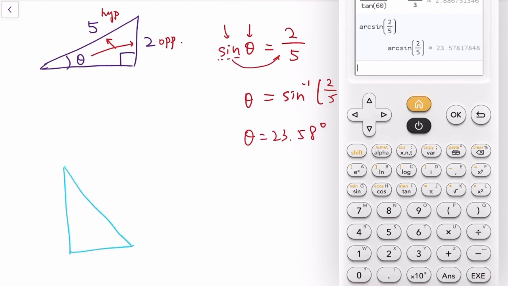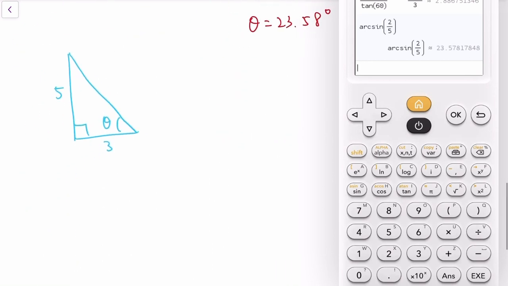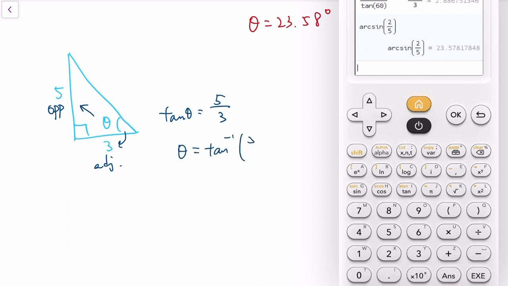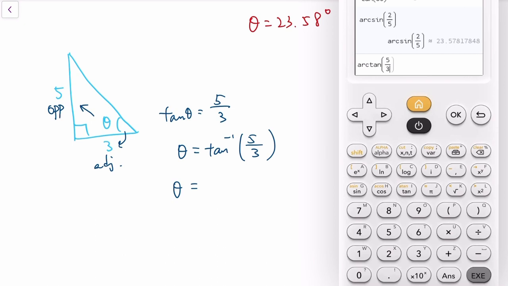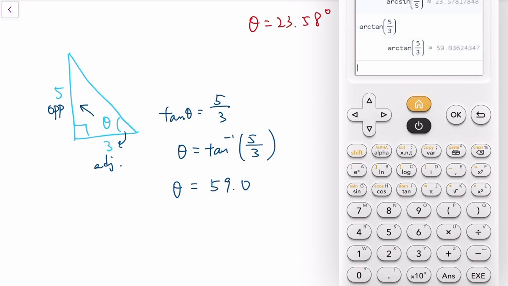So maybe give this a try. Find this angle. Pause the video, and the answer will be coming. 3, 2, 1. So this is the opposite side. This is adjacent. So we have tangent. Tangent of the angle is opposite over adjacent. And again, we remove the tangent, so it becomes tangent minus 1, which is shift tangent of 3 over 5. That gives you the angle.